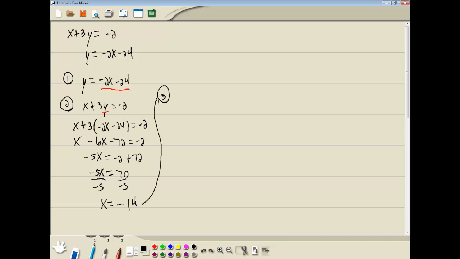Now step 3 is plug in the value you just found in the equation from step 1, because the equation from step 1 will always be solved for the other variable. We just said x is negative 14, so we're going to have y is equal to negative 2 times negative 14 minus 24. Negative 2 times negative 14 is 28 minus 24, so y is equal to 4. That gives us negative 14 and 4.